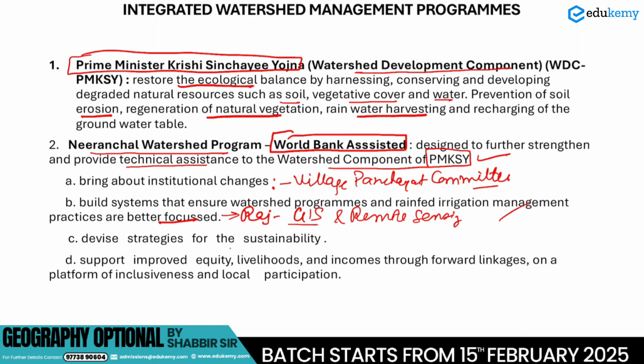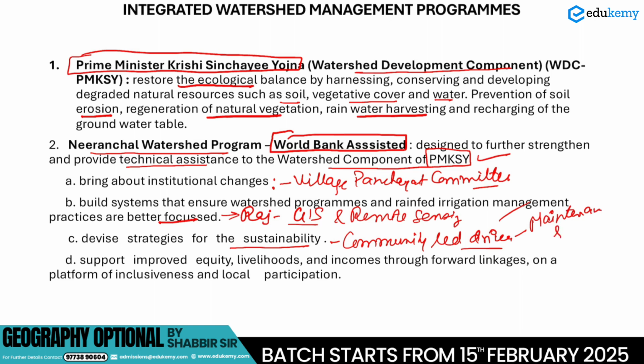Third is devise strategies for sustainability. Sustainability is only possible when the locals, those who are using that resource, are maintaining it. And for this, community-led projects have been started. Community-led projects means that all those communities that include the farmers, women, marginal farmers, those who are using that watershed management, they must be held responsible for their maintenance and repair.